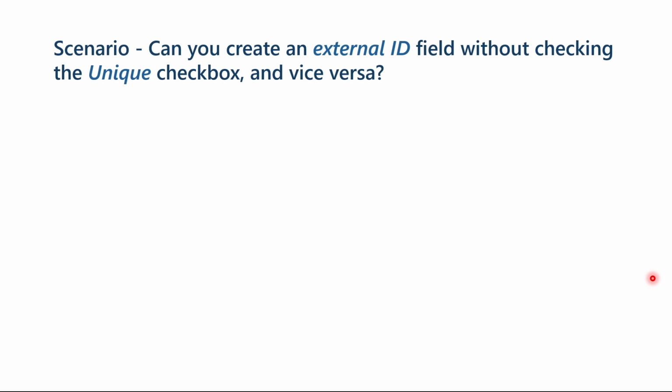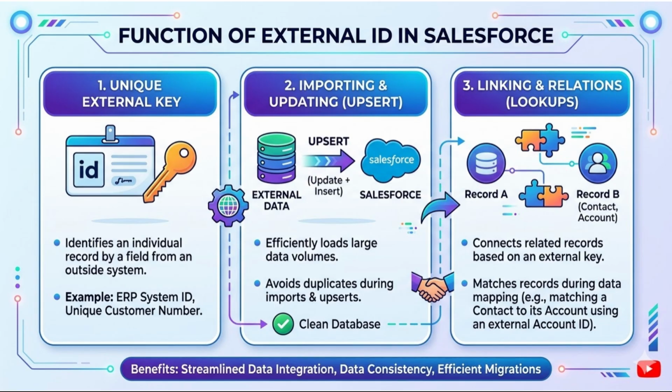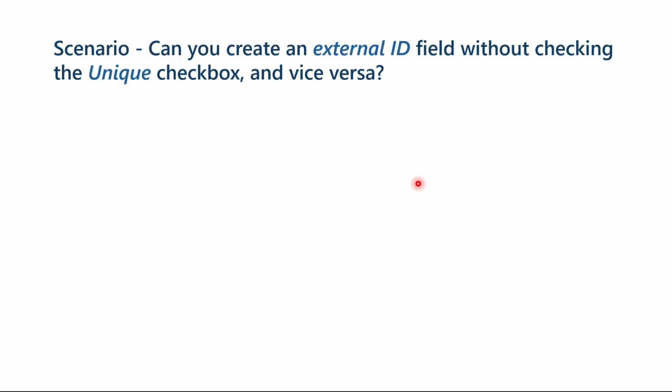So stick with me. For those people who don't know what an external ID field is, it is basically a simple ID field which will be used as a primary key or a unique identifier for your data mapping between Salesforce and a third-party system or database. So this is basically just an ID field, but it will be acting as a unique identifier to map data between two systems.